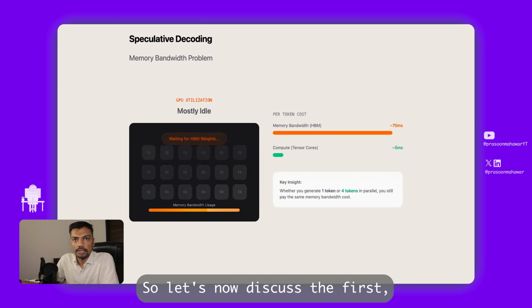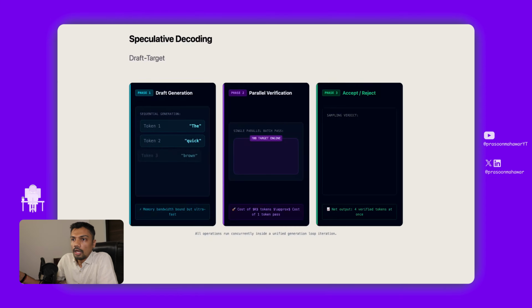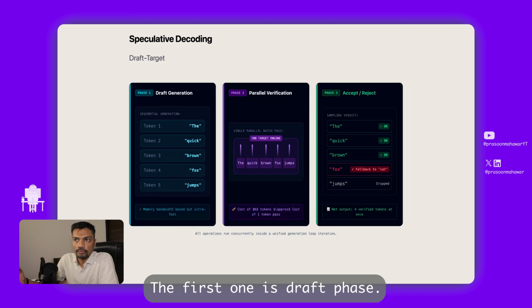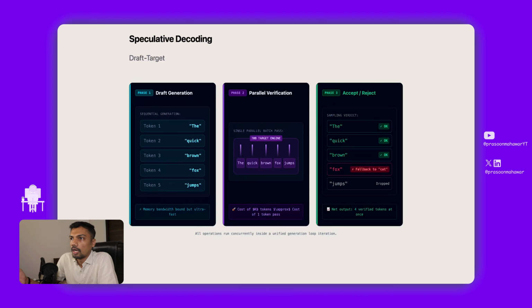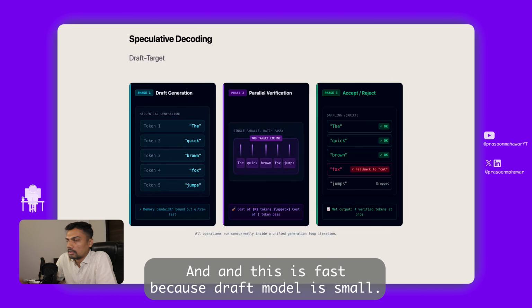So let's now discuss the first speculative decoding technique, that is draft and target. This was introduced in 2023 and it works in 3 simple steps. The first one is the draft phase. A small draft model, for example a 7 billion parameter model, autoregressively generates k candidate tokens, and this is fast because the draft model is small.